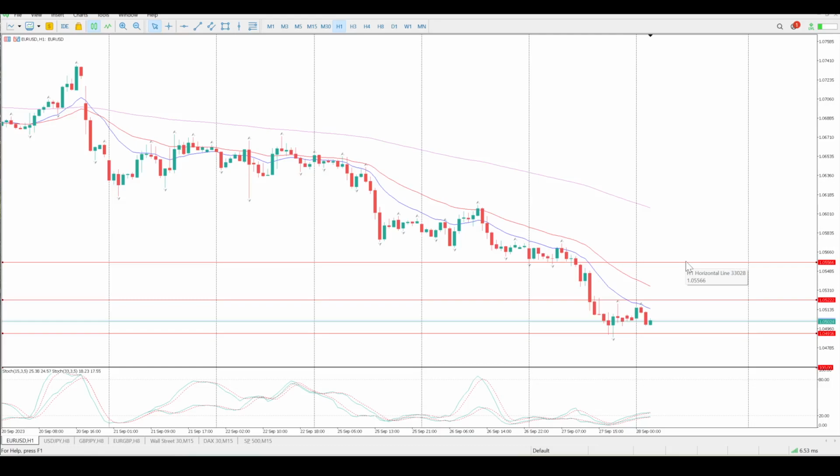But trend is down, so I don't want to be trading to the upside on this. I want to be trading with the trend to the downside. So it would be a rejection of 1.05566. That's kind of my view at the moment. So I'd expect a rejection there to come back and test these levels.